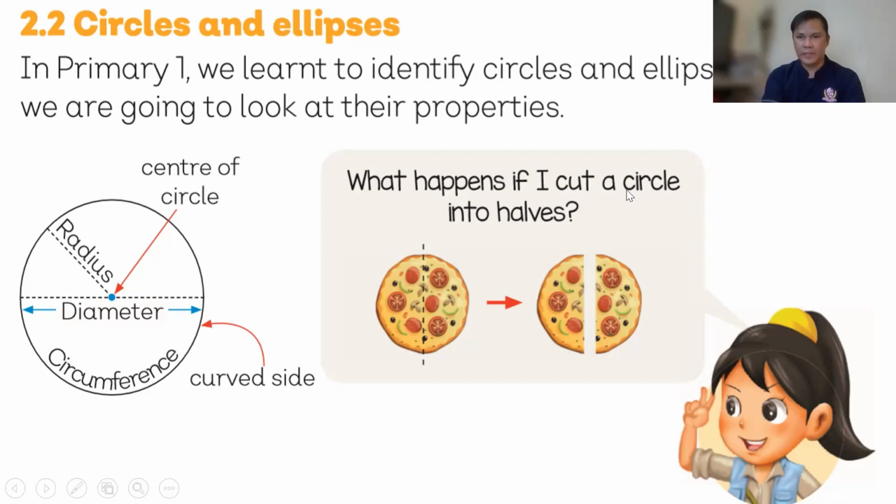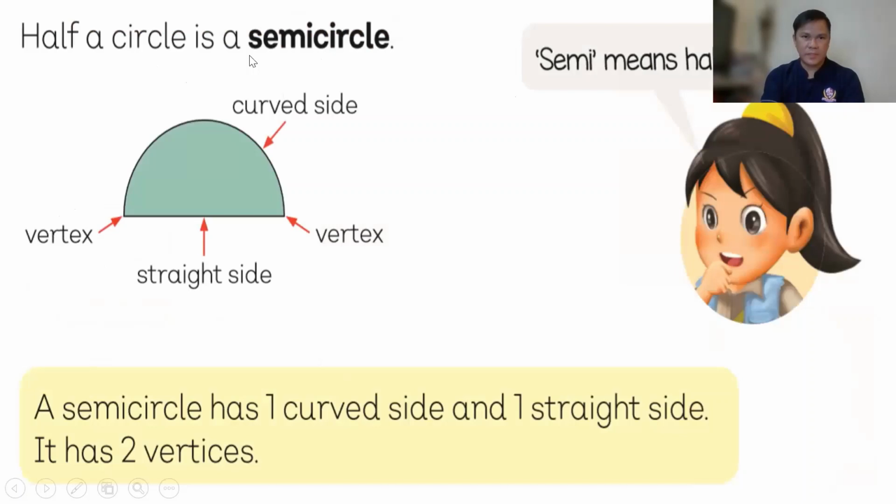What happens if I cut a circle into halves? Like this. So it becomes 2, but it's half. Half a circle is a semicircle. A semicircle has a vertex, or we call it a corner, and it has one curved side and one straight side. It has 2 vertices. Vertices means corners. 1, 2 corners.